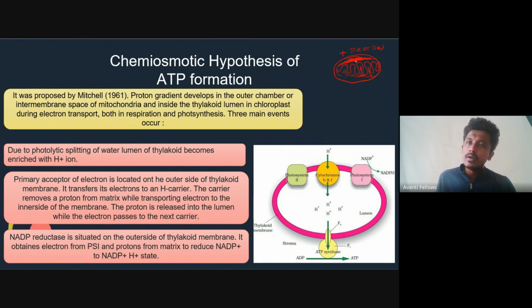cristae. Now here, because of the proton gradient or the difference in concentration of protons, the protons are pumped from within the membrane to the inside of the mitochondria.